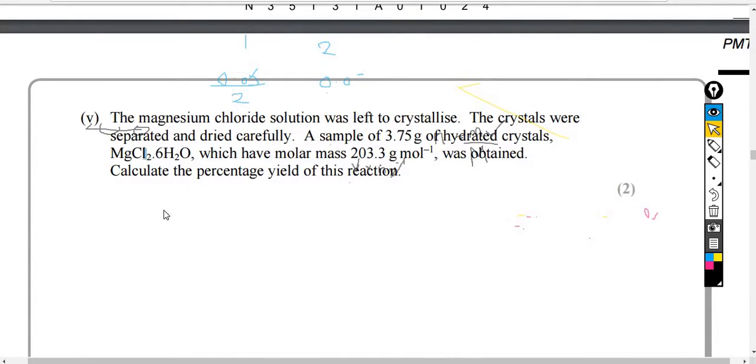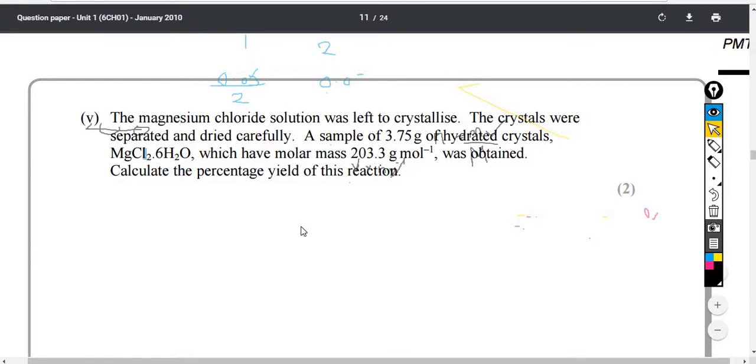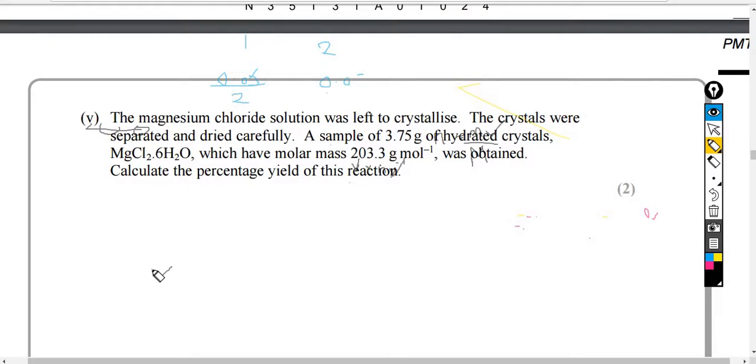Okay, so how would you answer this question? This is again very easy if you know the equation. The percentage yield is equal to the actual amount that you got divided by the theoretical amount, that is, by calculation, the amount that you expected to get, multiplied by 100, because they are asking for the percentage yield.